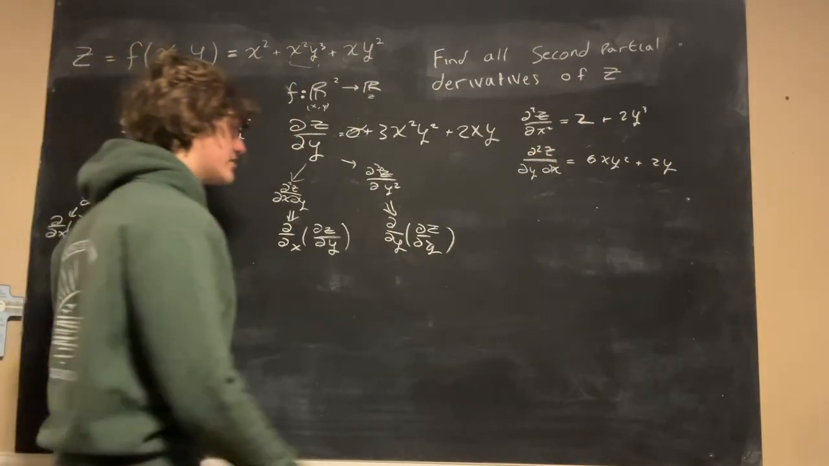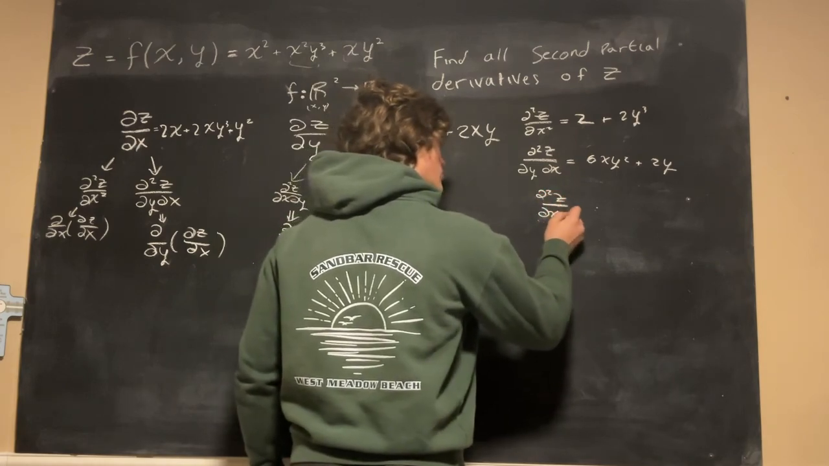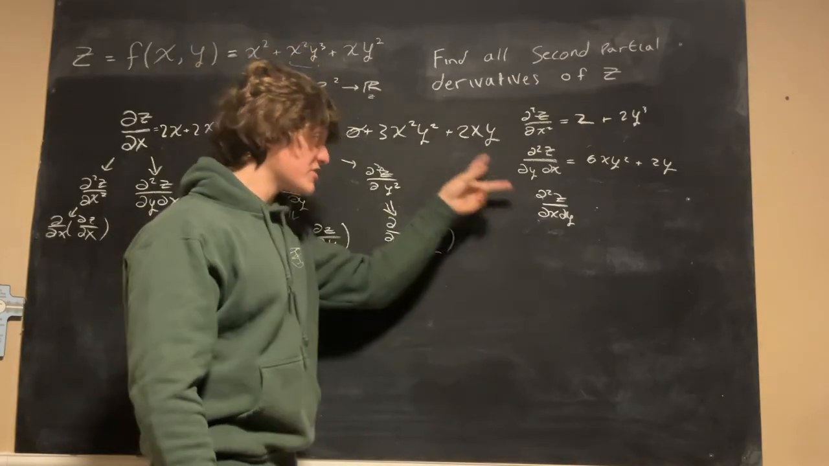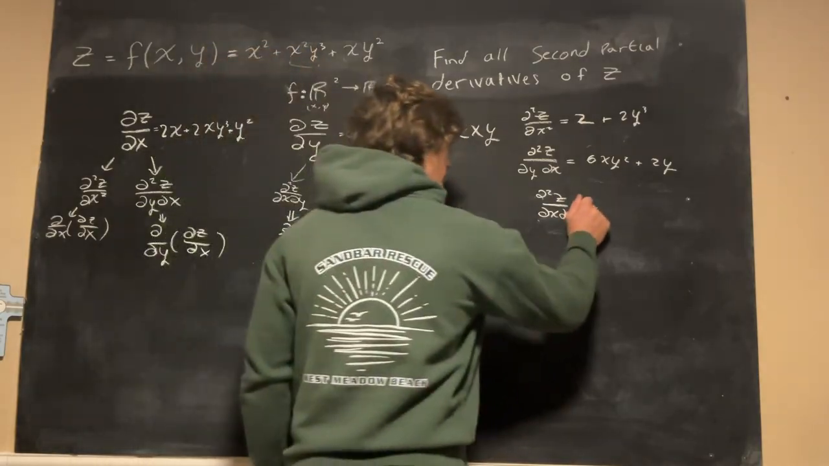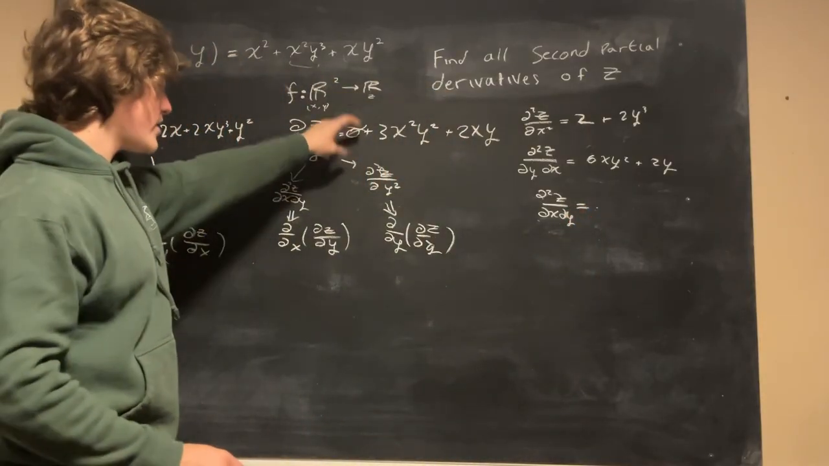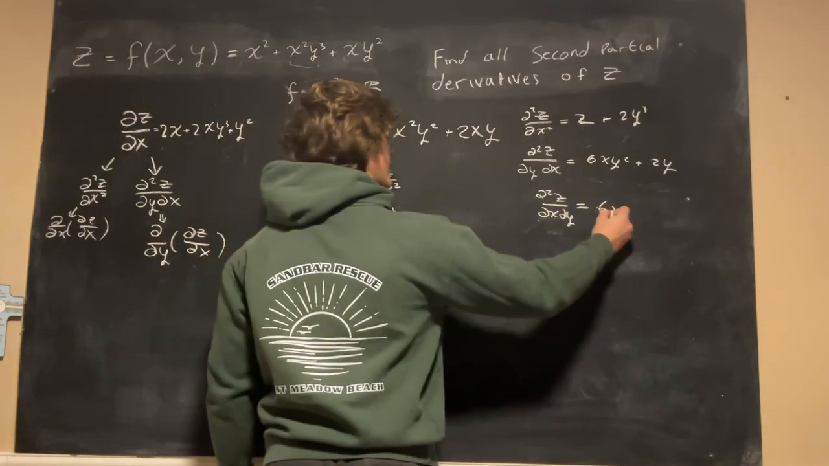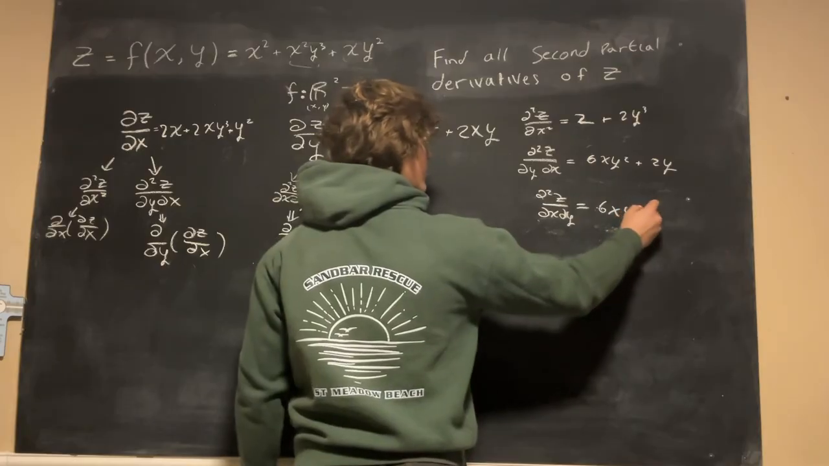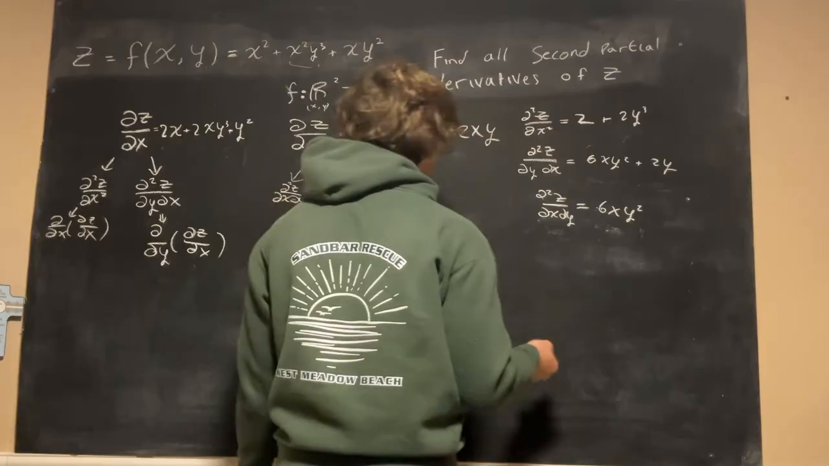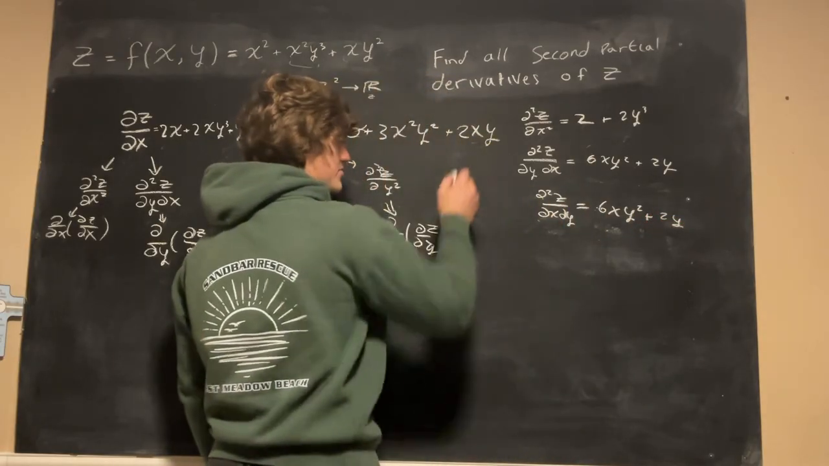Now let's go to this side. So d squared z over dx dy, which is different than this, so you cannot swap the order. This means something specifically, and it is equal to, now let's take the partial derivative of this with respect to x. So this just becomes 6x times y squared, as the 2 drops down, and then it's minus 1, it's just a power rule, plus 2y, as this just drops down.